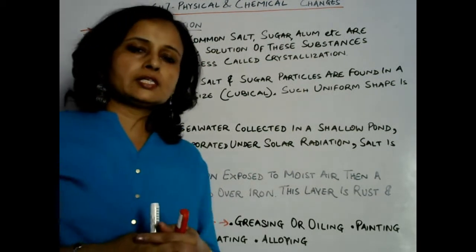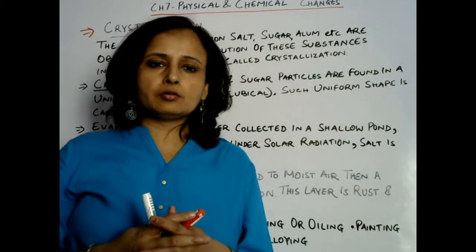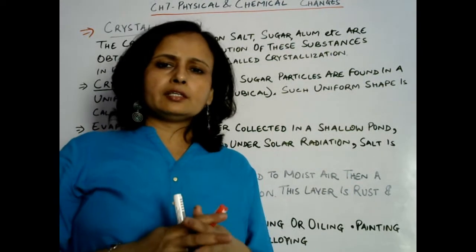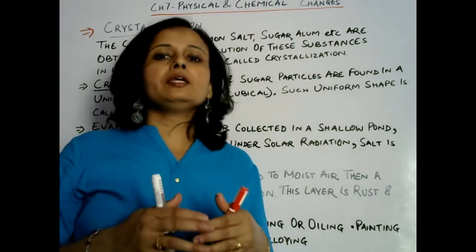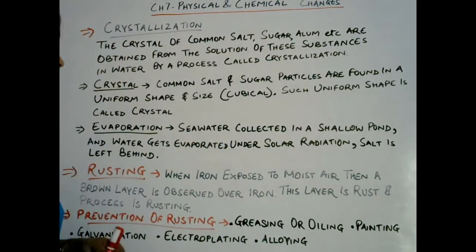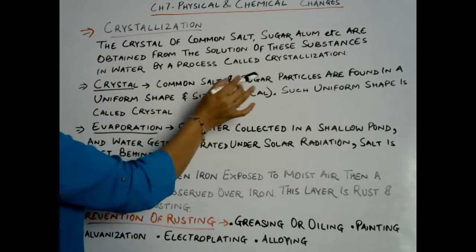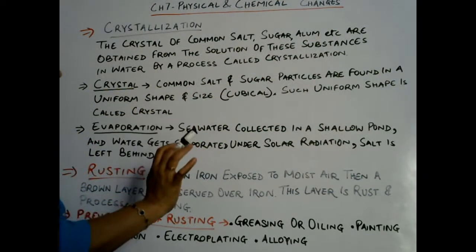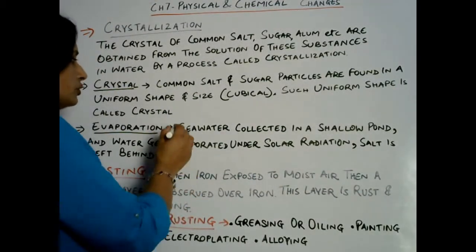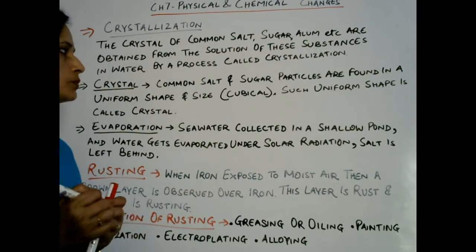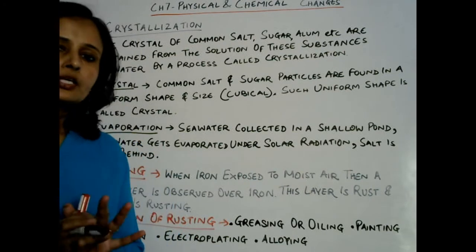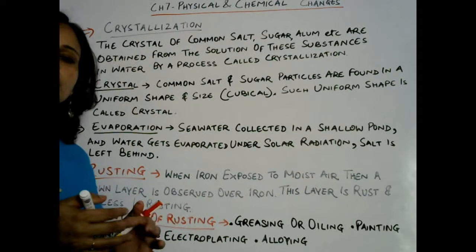If we talk about getting crystal of salt, then we can get the salt crystal by evaporating seawater. Okay, so now crystal. Common salt and sugar particles are found in a uniform shape and size, that is cubical, and such uniform shape is called crystal shape. We can observe the crystal of sugar and salt at our home also. Now how can we get the crystal of sugar and salt?